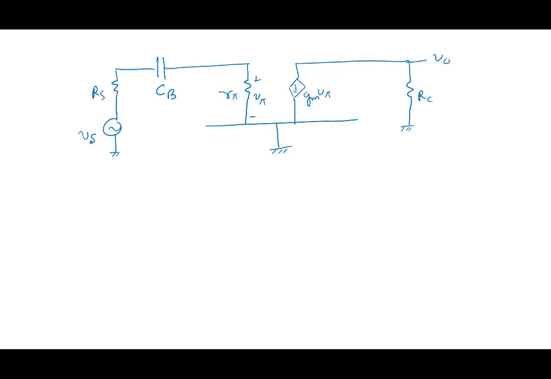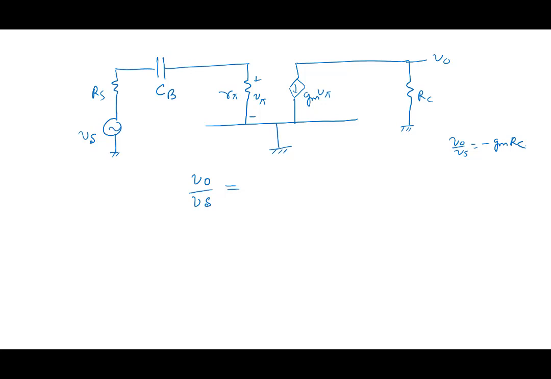So what will our gain now look like? Can you see now what the behavior would be? How would V0 by Vs behave? When the capacitor was not there, we knew V0 by Vs was equal to minus GMRC, right? Now with the capacitor, what is going to happen?